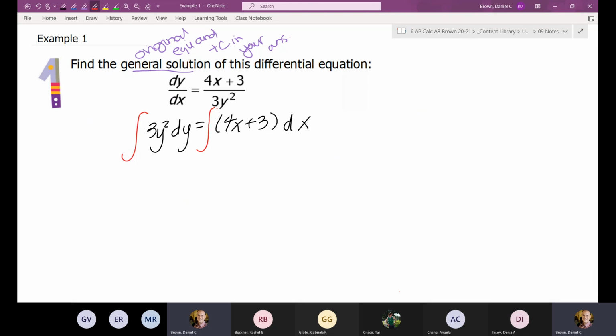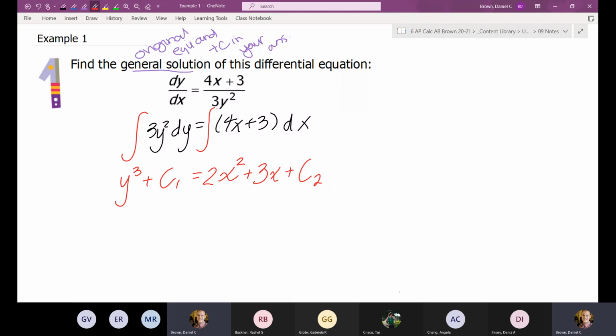What are we going to end up with on the left-hand side? That's going to become y cubed. What do we need to remember? Plus c. I'm going to call it c sub 1 for right now. We'll go back to it in a second. And then on the other side, that's going to become x squared, 4 divided by 2 is 2, plus 3x. Then don't forget my constant. I am going to call it c2. So I integrated both sides.